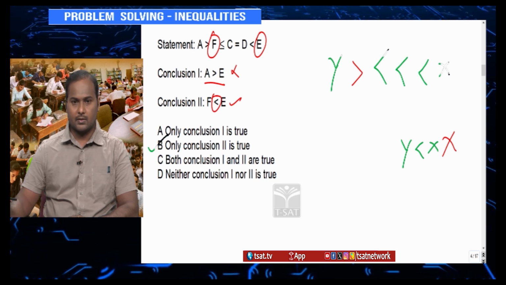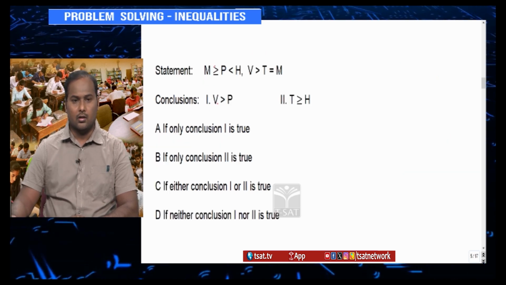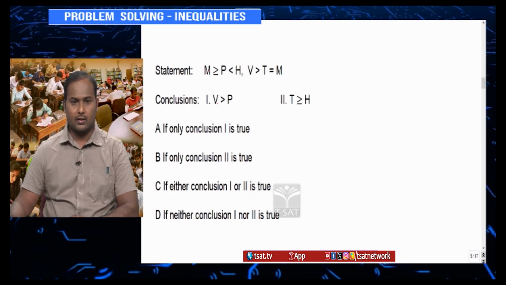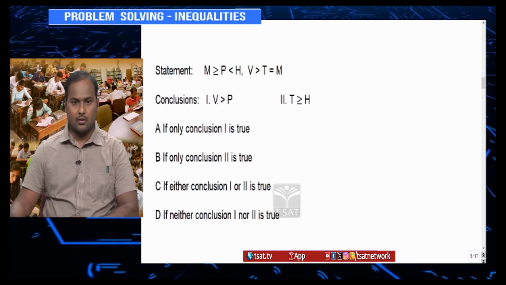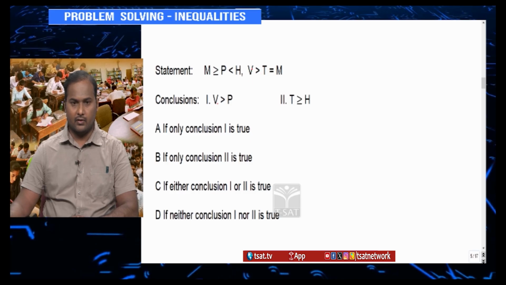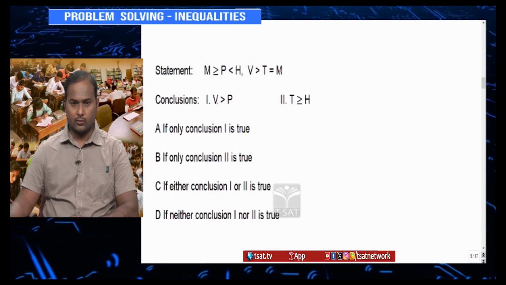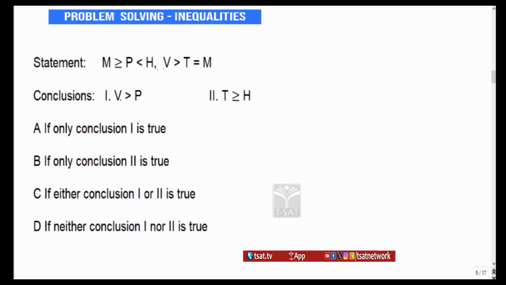then only our conclusion becomes correct. See here, in this case there are two statements given. One is M greater than or equal to P, P is less than H. In the same way, V is greater than T and T is equal to M. So whenever you see this kind of questions, you check for the common letter. What is the common letter in both the statements? The common letter is M here. Here also the common letter is M. So when you see these two common letters, try to place M only, you take only one M out of these two particular statements. Let's see how it is.